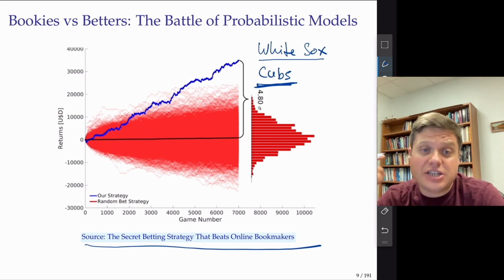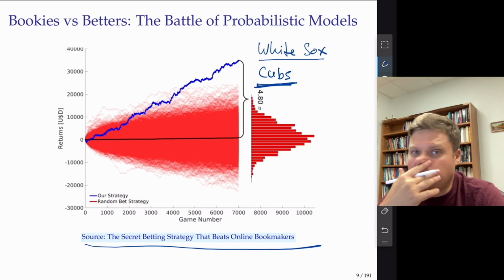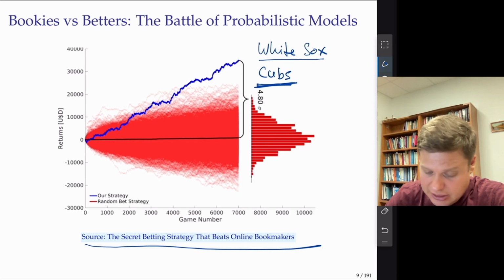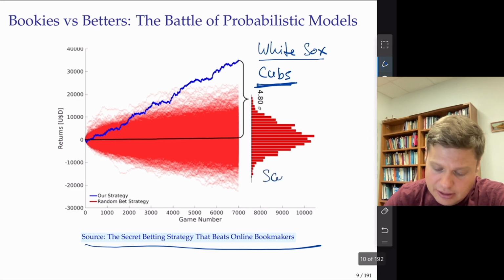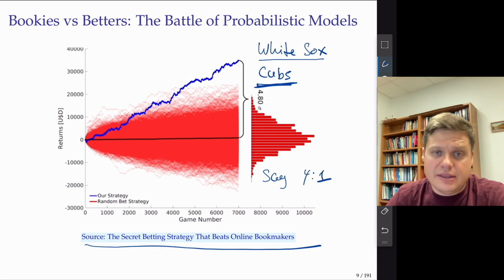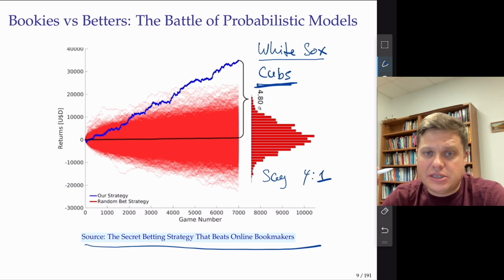Bookies try to hedge themselves against this big loss, and they take the objective odds and bias them a little bit towards the underdog that has a lot of fans. So in this case, let's say we have odds of 4-1, meaning that if five baseball matches are played, the Cubs are expected to win one and the Sox are expected to win four.